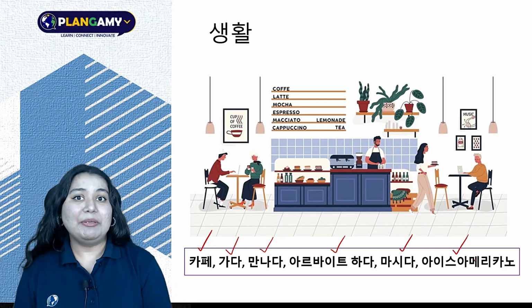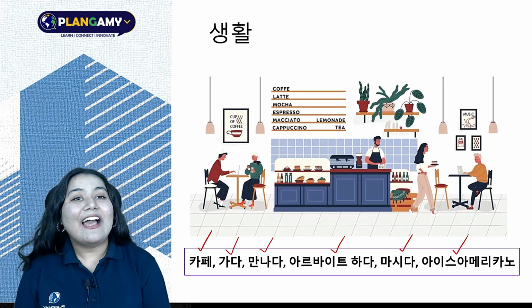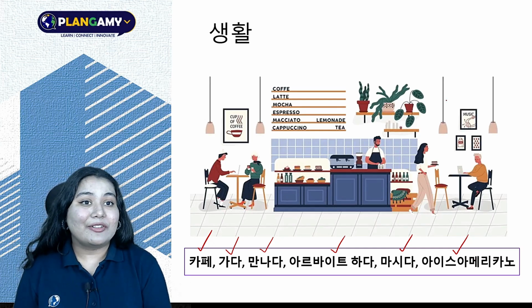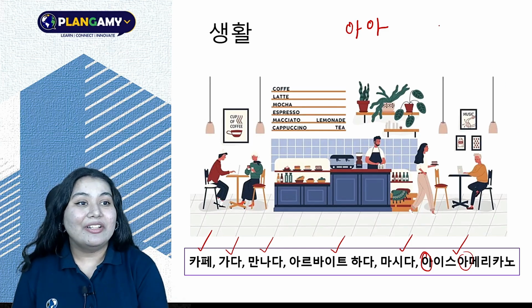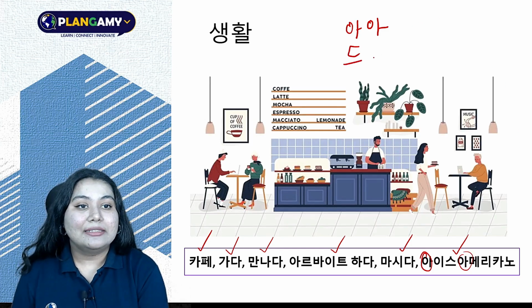So Korean people have a lot of ice Americano and they have a word for it also. It's called AA. Ice Americano. AA. And for hot Americano, they have tua. Tu is coming from the word 뜨겁다.